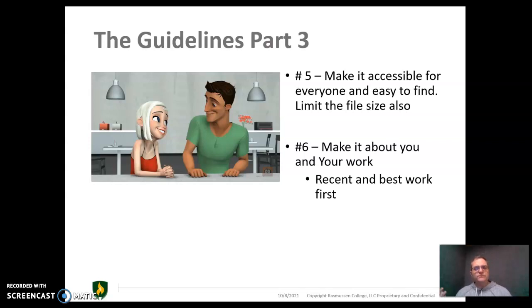And then finally, make it about you and your work. Yes, the audience is important, but you want to make sure that your work is up front and foremost. Recent and best work first.